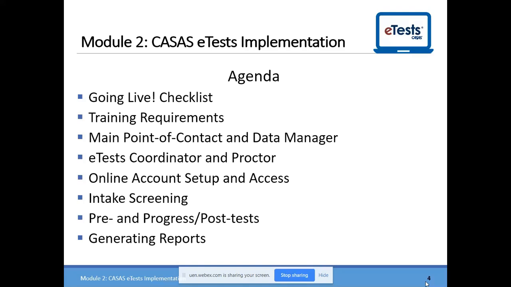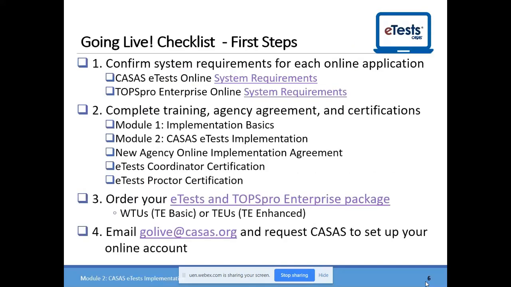So if you can see our agenda here, first is the checklist for going live. The second is training requirements, which I'm going to have you look at together. Main point of contact and data manager, e-test coordinator, instructor, their responsibility, online setup and access, intake screening, we'll look at that just a little bit, pre and post test, and generating reports. So, you need to make sure you have what's necessary, and hopefully some of you have done that, and you can do that by going to process and looking those over.